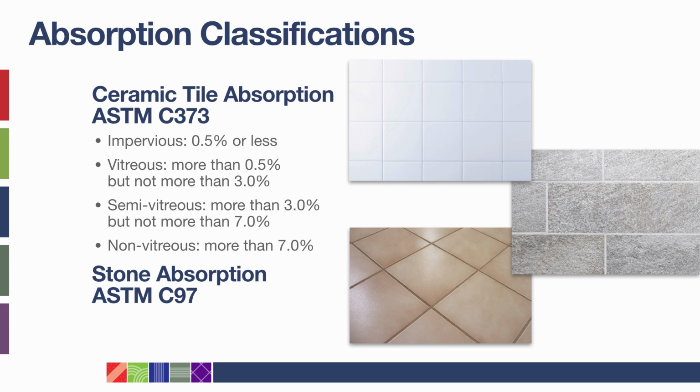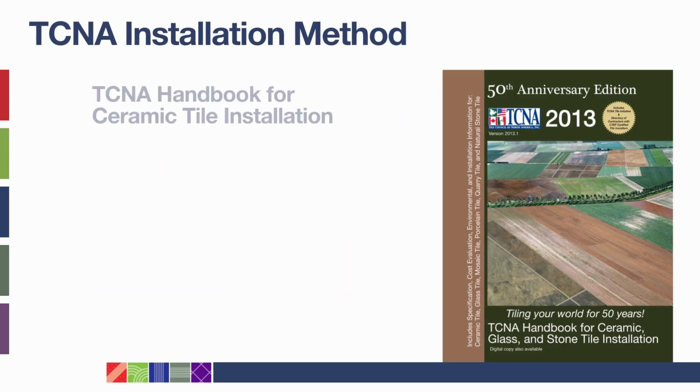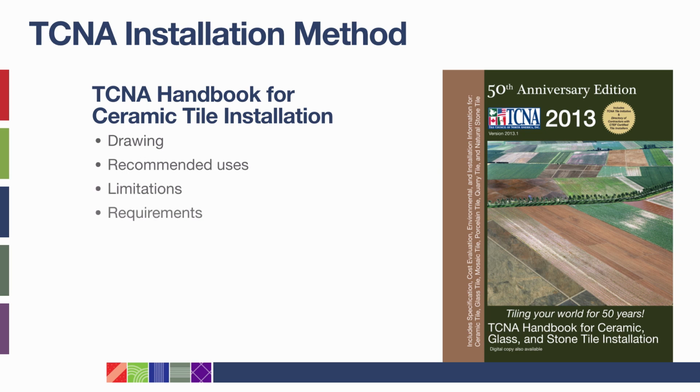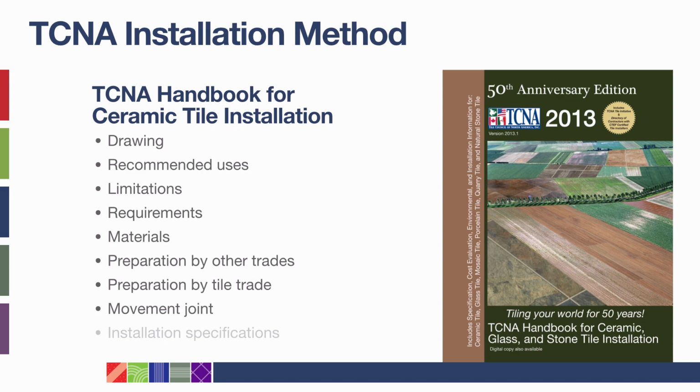Granite's typical absorption levels range from 0.02% to 4%, or from very impervious to semi-impervious, whereas limestone's levels are between 0.6% and 29%, from vitreous to non-vitreous. Special sealers are often applied to tile materials to decrease their absorption levels. The Tile Council of North America's Handbook for Ceramic Tile Installation outlines best practices of tile installation, including drawing, recommended uses, limitations, requirements, materials needed, preparation methods by other trades, preparation methods by the tile trade, movement joint, and installation specifications.